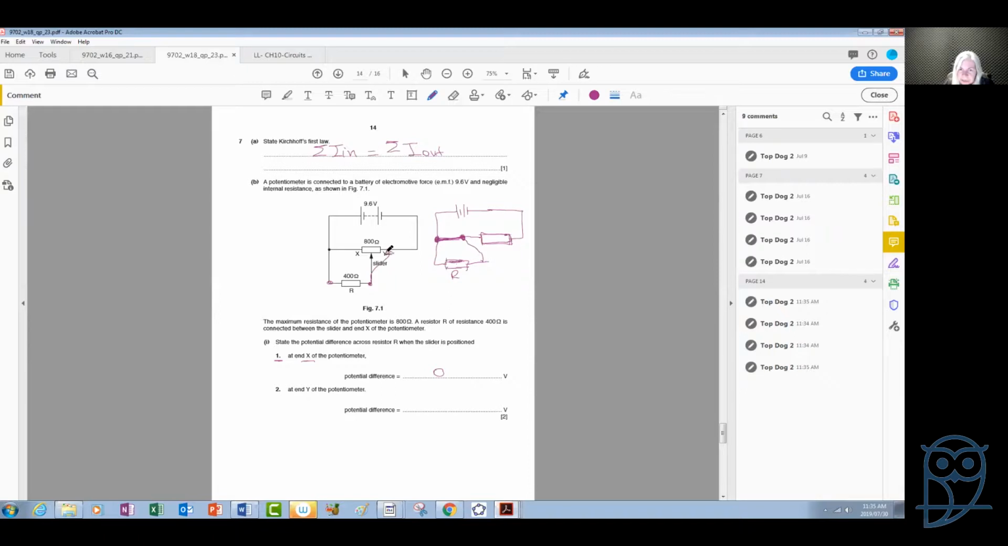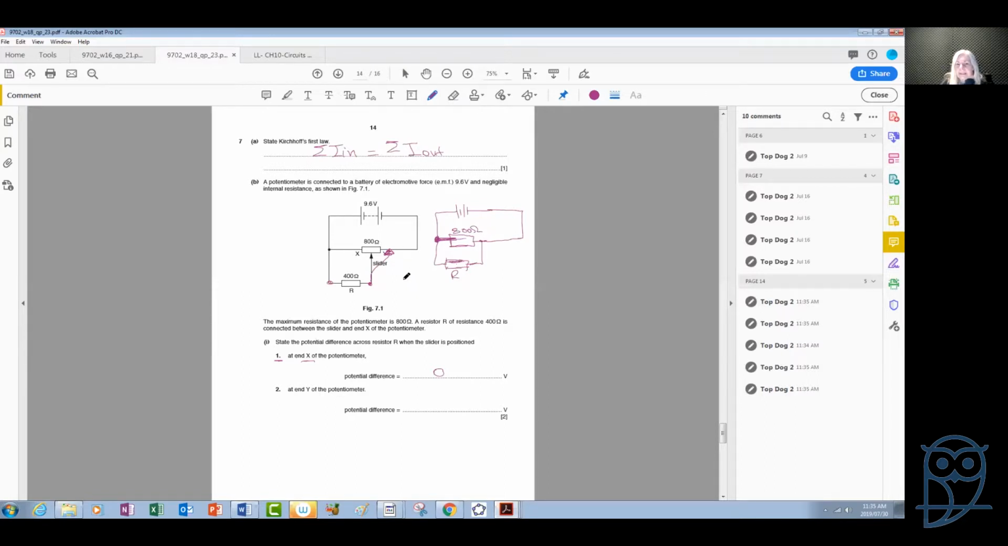Here is the slider, which means, let's redraw our circuit. It's nice to redraw your circuits, especially when you're beginners, and don't be lazy, because it can save your life sometimes. Now, because the slider has gone there, all this resistance of 800 is included in parallel to this resistor R. So it's like having all this resistance of 800 ohms connected across resistor R. I hope you understand this drawing. This is now equivalent to this one.